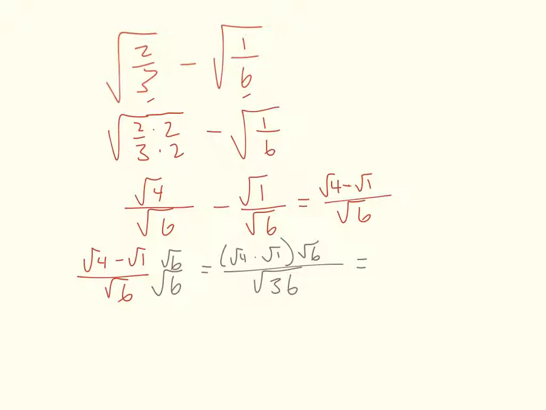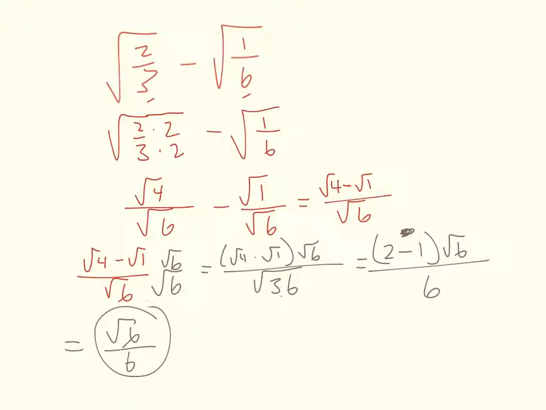Now, I should have maybe simplified that top thing. Square root of 4 is 2, right? Minus the square root of 1 is 1. Root 6 all over square root of 36 is just plain 6. So on the top there I get 2 minus 1 is 1, and 1 times root 6 is just going to be root 6. Over, I have a 6 on the bottom. So that's probably where I'd leave that question.